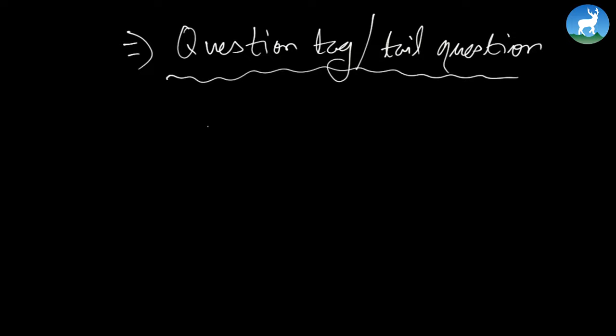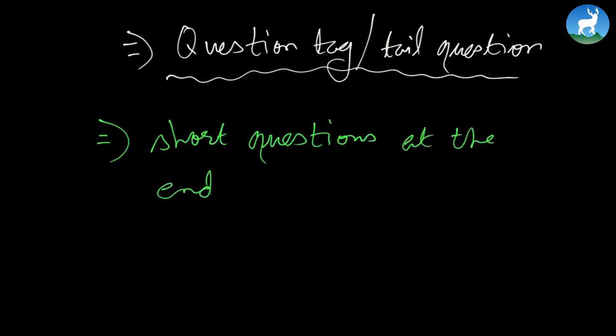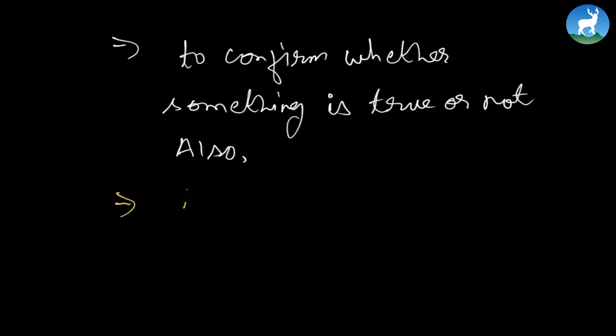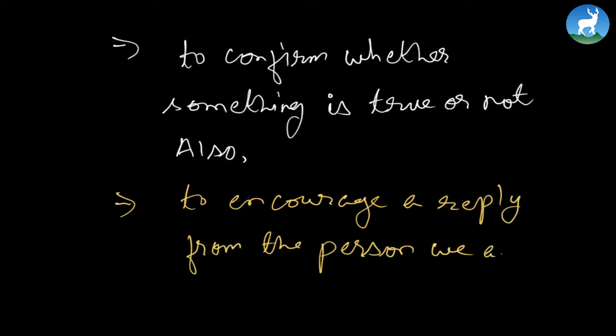We have to keep in mind a few things whenever we deal with question tags. Question tags are short questions at the end of statements. One thing is that question tags are commonly or mainly used in speech. We use them to confirm whether something is true or not, and also to encourage a reply from the person we are speaking to. So these are the two main reasons question tags are used in speech.